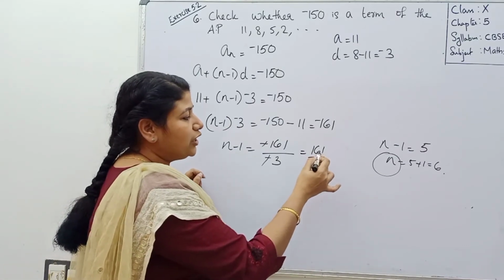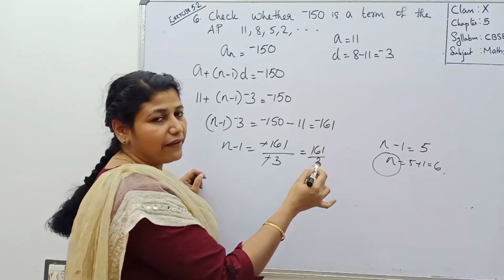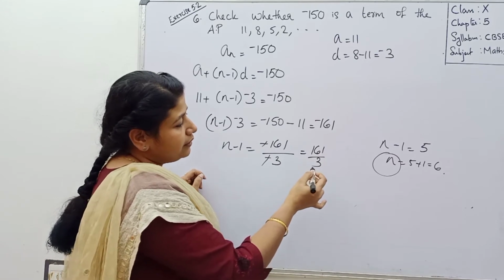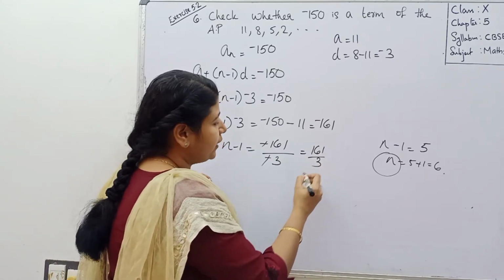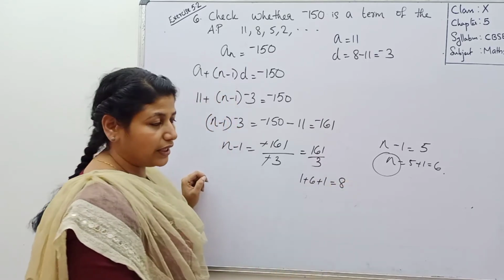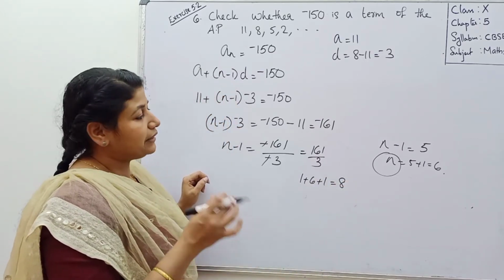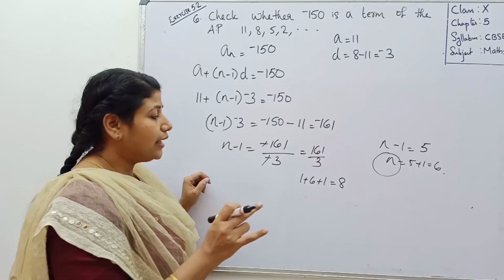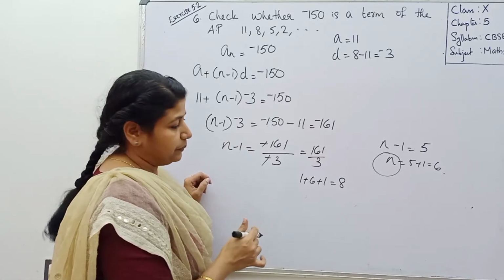But 161 എന്ന് പറയുന്നത് 3യുടെ മൾട്ടിപ്പിൾ ആണോ? You have studied the divisibility test for 3. What is that? 1 plus 6 plus 1, which is 8, which is not a multiple of 3. 3യുടെ ഡിവിസിബിലിറ്റി എന്താണ്? നമുക്ക് തന്നിട്ടുള്ള നമ്പറിൻ്റെ ഡിജിറ്റ്സ് സം ചെയ്യുക. അപ്പോൾ നിങ്ങൾക്ക് കിട്ടുന്നത് 3യുടെ മൾട്ടിപ്പിൾ ആയിരിക്കണം.